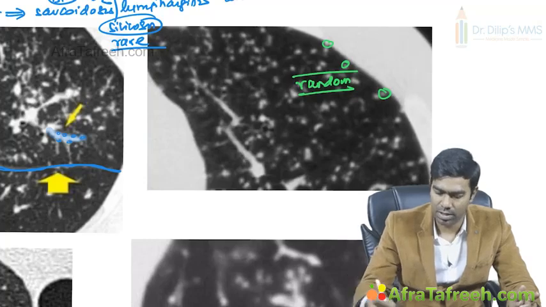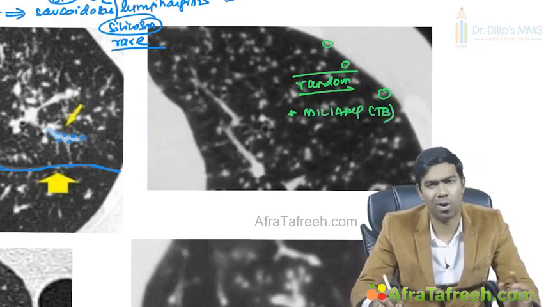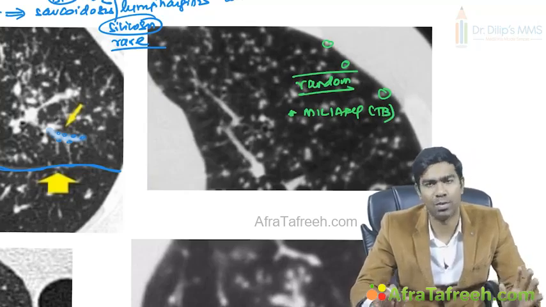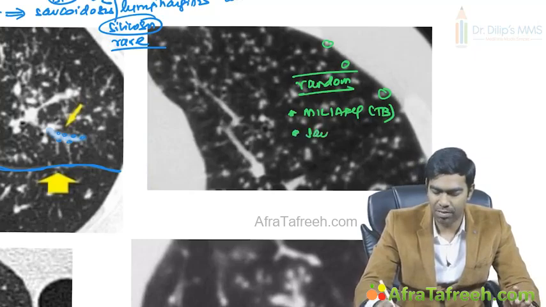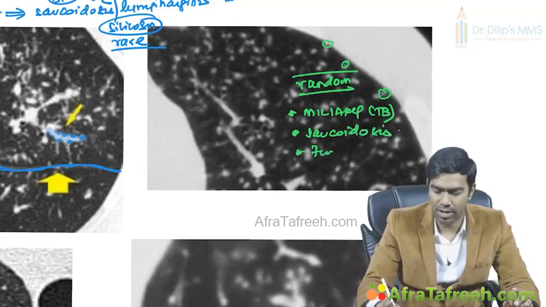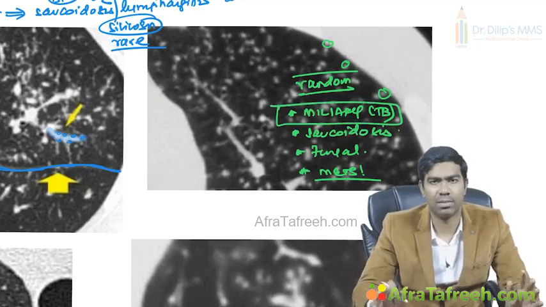Typically due to miliary infection. In our country, always this means it's a miliary TB. Always this pattern in India means it's TB only. First diagnosis of mine will be TB. Rarely it can happen with sarcoidosis. Sarcoidosis also can produce miliary distribution. Fungal infections rarely can produce miliary distribution, and metastasis rarely can produce miliary distribution. But in India, always it is TB. I will take it as TB. As simple as that.